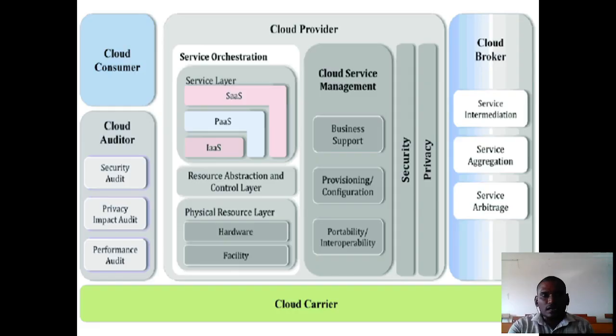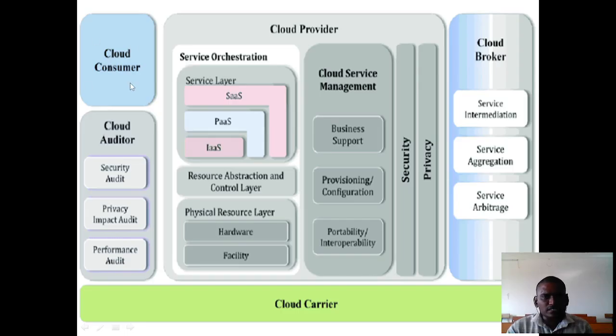Okay. So this is the architecture of the NIST reference architecture model. Here we have the actors: cloud consumer, cloud provider, cloud broker, cloud auditor, and cloud carrier. So these are the five actors in the NIST model. If you are developing a cloud-based application, it is very important to know these five actors. If you are deploying any application in the cloud, either private, public, or hybrid, you have to know these five actors: cloud consumer, cloud provider, cloud broker, cloud auditor, and cloud carrier.